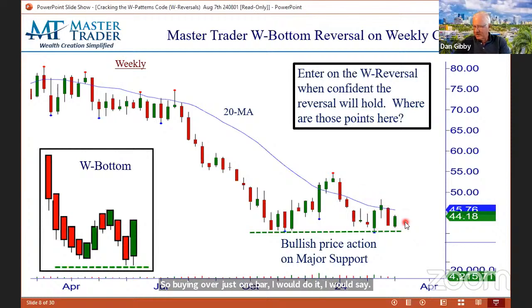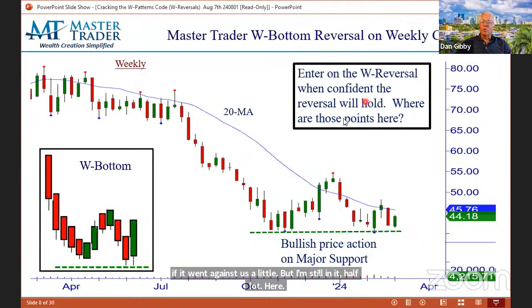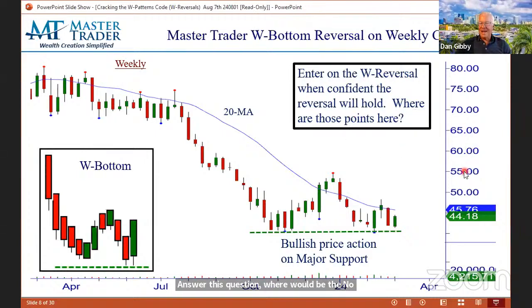So it went against us a little, but I'm still in it. Half lot here. So now let me ask everybody, answer this question. Where would be the no-brainer entry to add, or new if you're not in it? Over the high of this red bar.